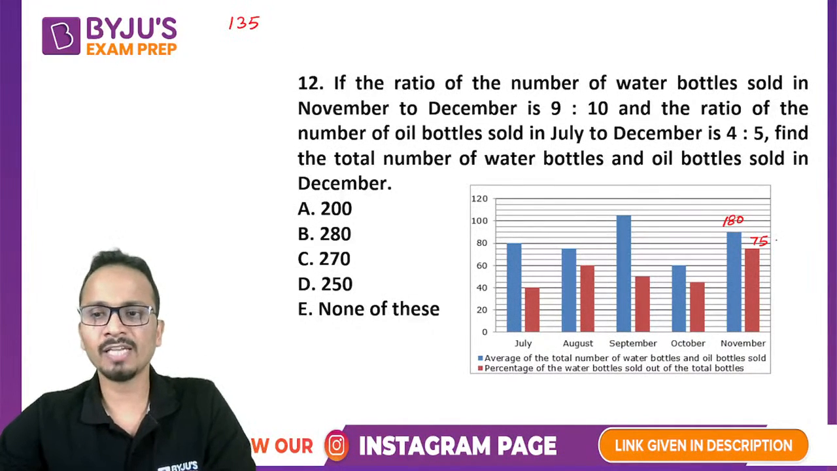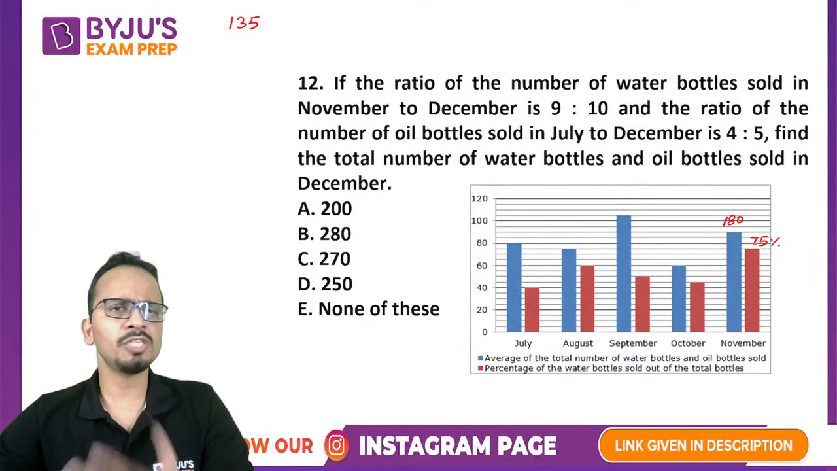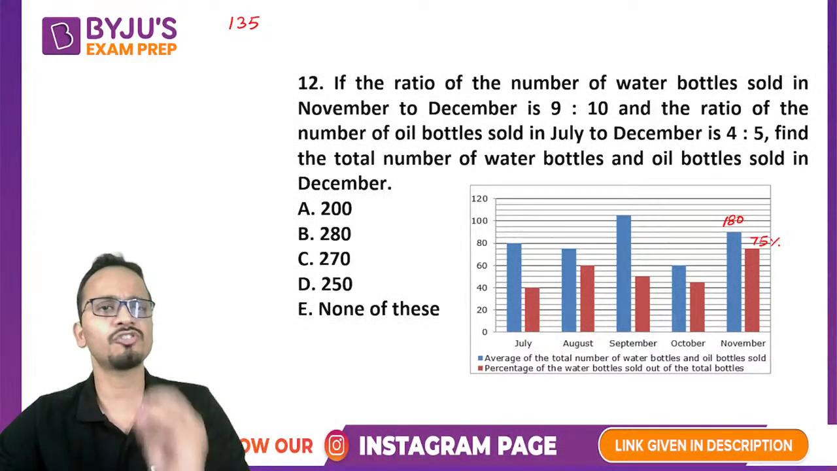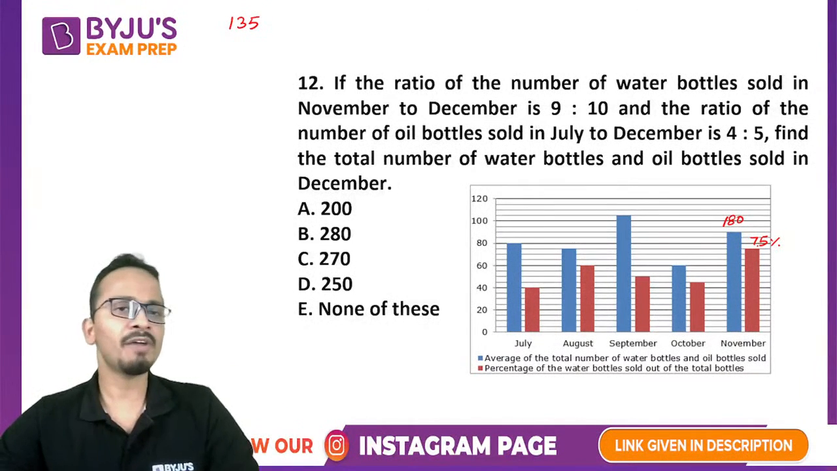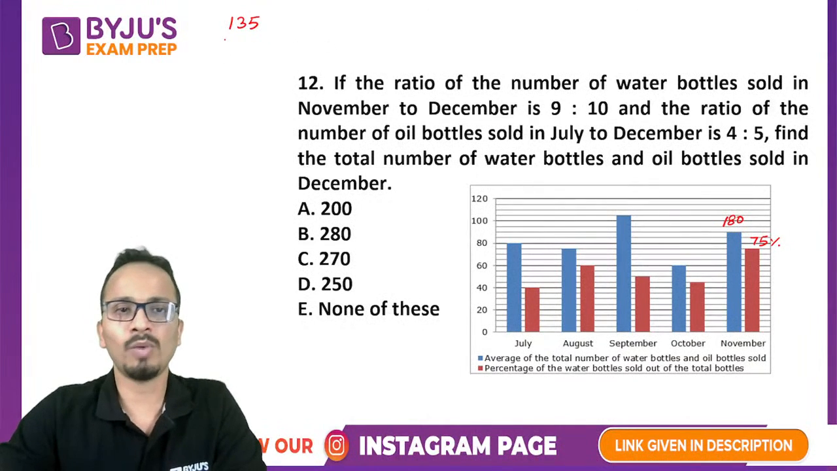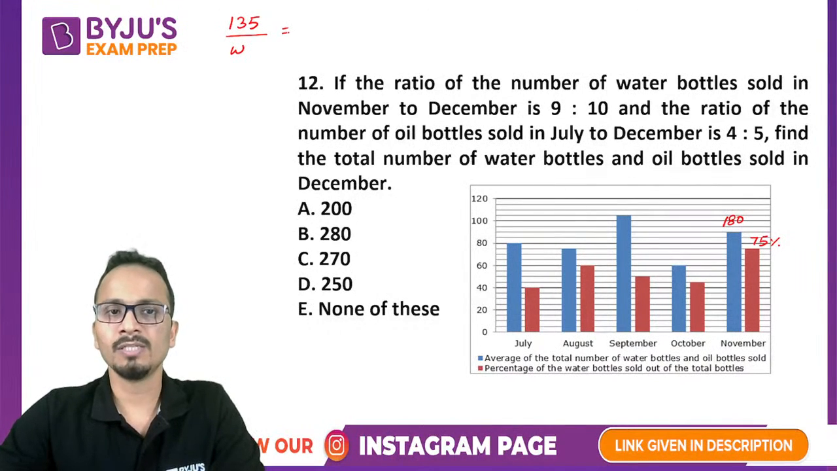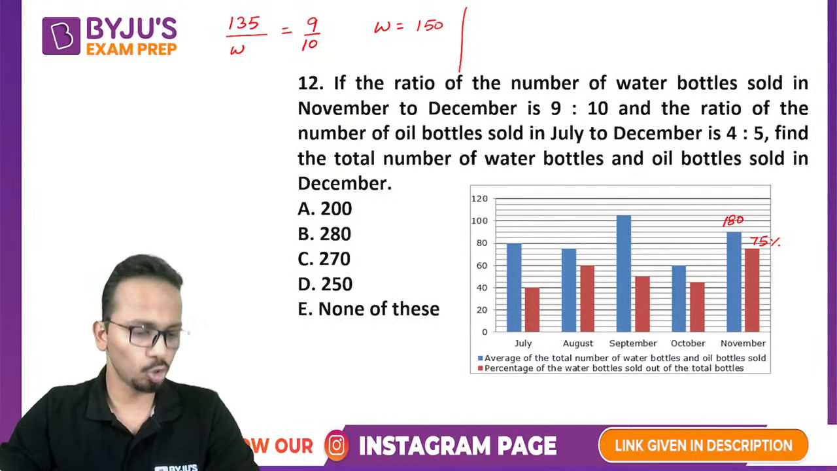So what I've done is I've calculated 75% of 180. 75% I have converted into fraction, which is 3 by 4. So 3 by 4 of 180: 180 divided by 4 is 45, 45 into 3 is 135. Now 135 divided by number of water bottles for December, this ratio is given as 9 is to 10. So number of water bottles will come out to be 150. All right, so the first part of this question is over.